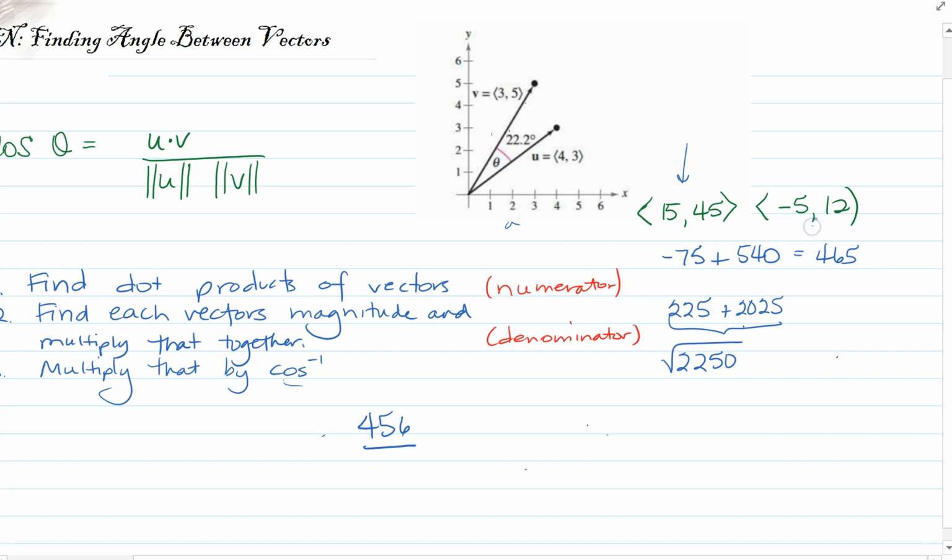Now let's find this magnitude. So 5 squared is 25, and 12 squared is 144. That gives me 169, but the square root of 169 is 13. So I get to simplify that one. That means the denominator is going to be the square root of 2250 times 13. So I'm going to put in 2250, and I raise it to the half power because that's the same thing as the square root of, times 13, and I get 616.64.